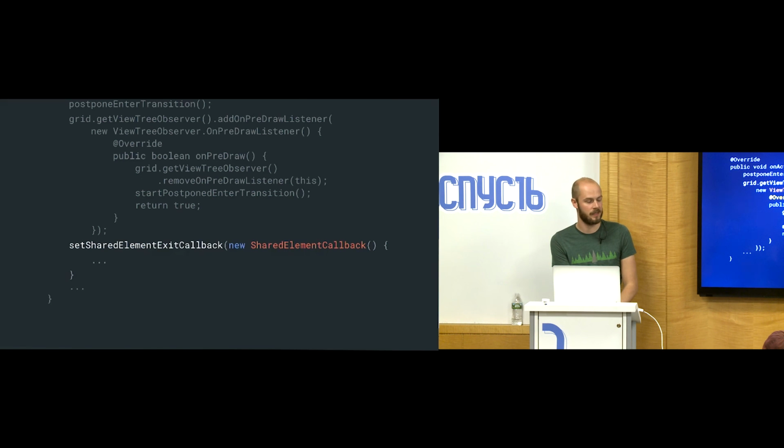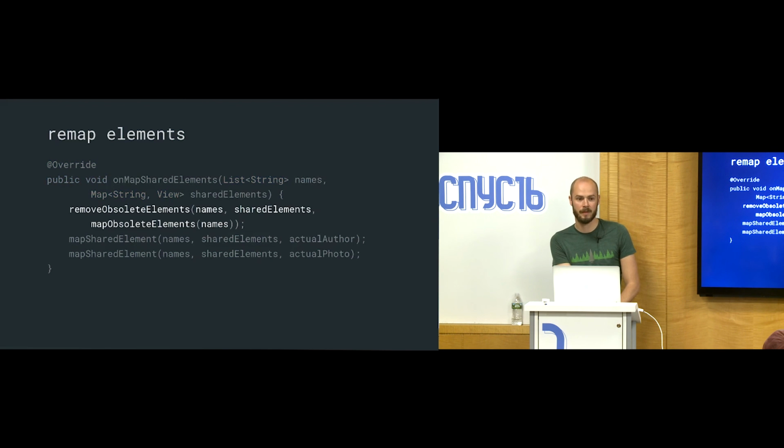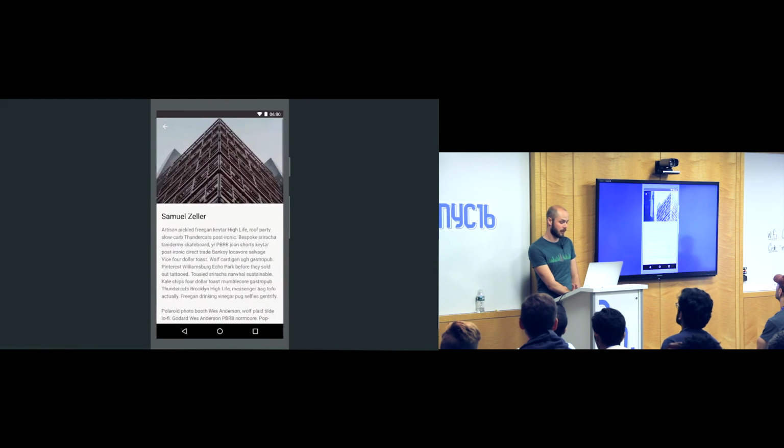We know that there has been a different item that has been selected, so this is where we set a shared element callback, and specifically onMapSharedElements. What we do there is we first of all remove all the elements that we don't really care for, so all the elements that are not part of the new shared element, and then we map the new shared elements, so the elements that have just been passed back to the activity. Again, this is what we get from it.